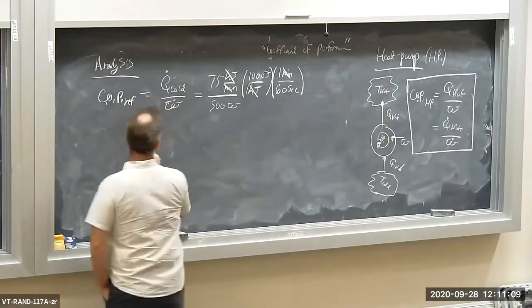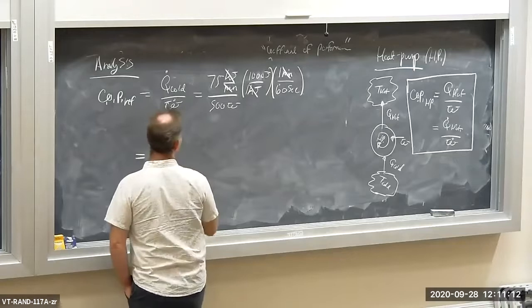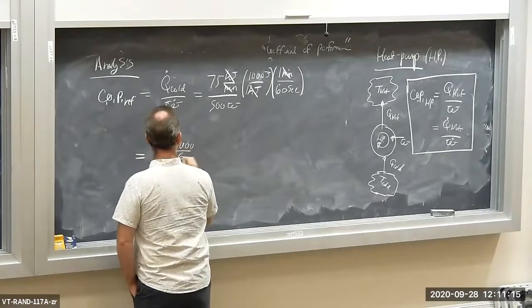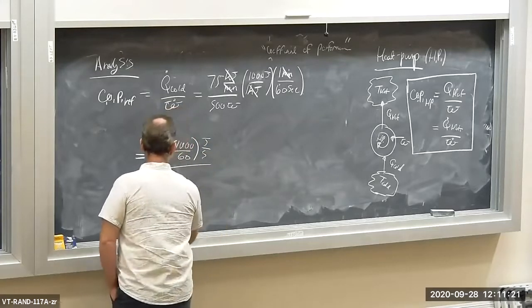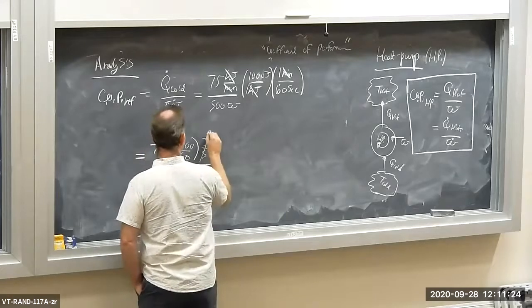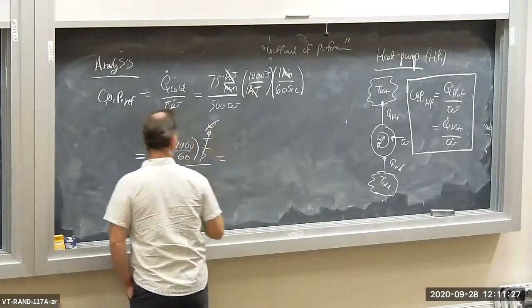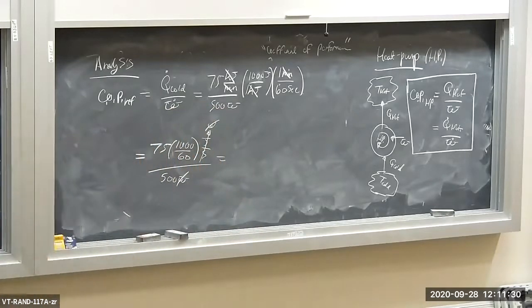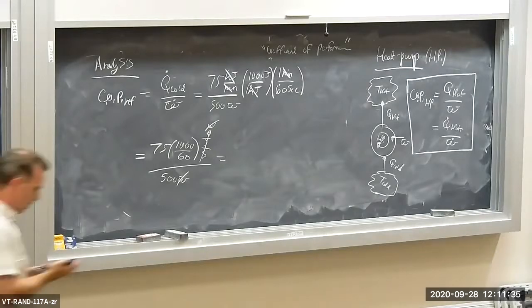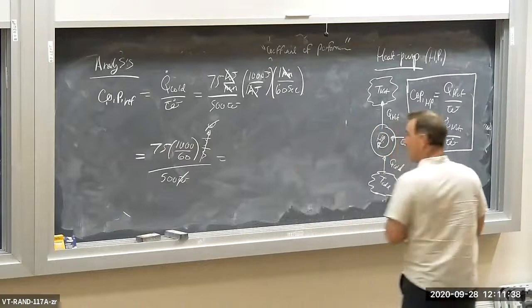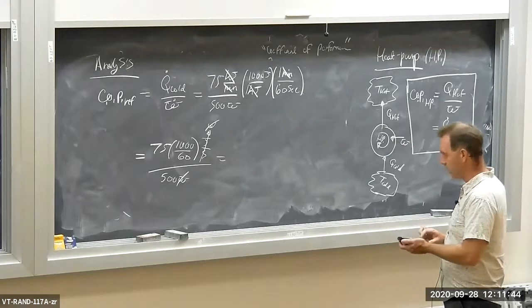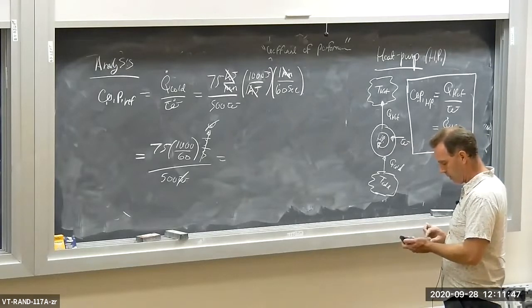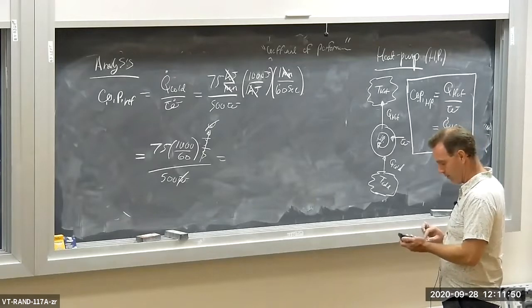Okay, so 75, we have 1,000 divided by 60, and that's going to have a unit of a joule per second, which is a watt. And then we have 500 watts here, so the watts cancel out. COP is dimensionless. A power over a power, an energy over an energy. COP and efficiency should be dimensionless. Let's see here. So we have 75 times 1,000 divided by 60. And then I'm going to divide that by 500.